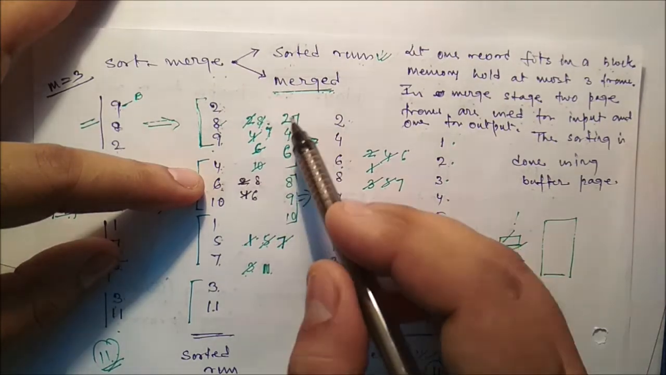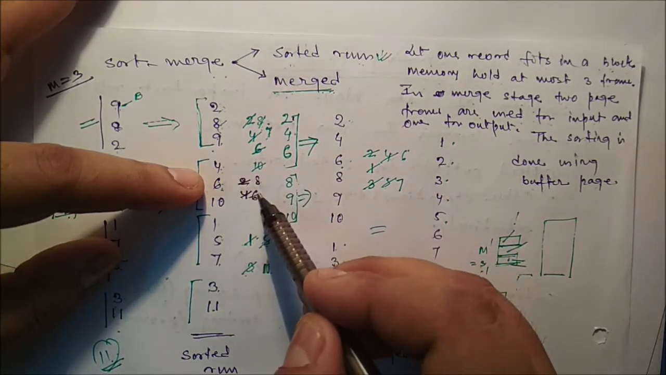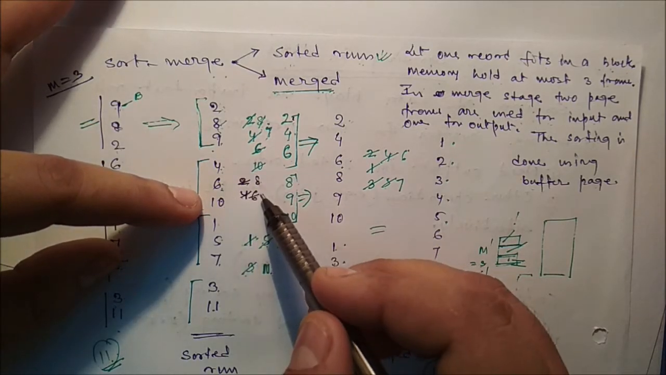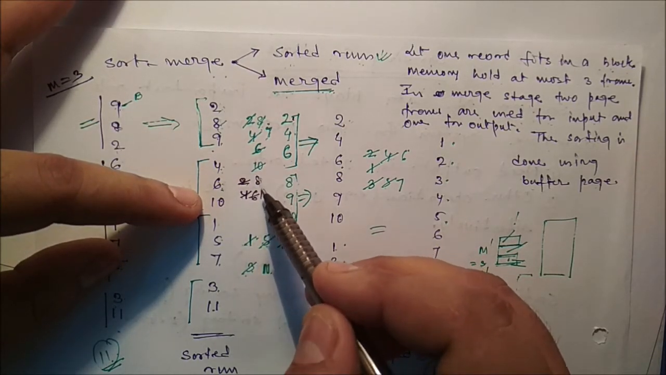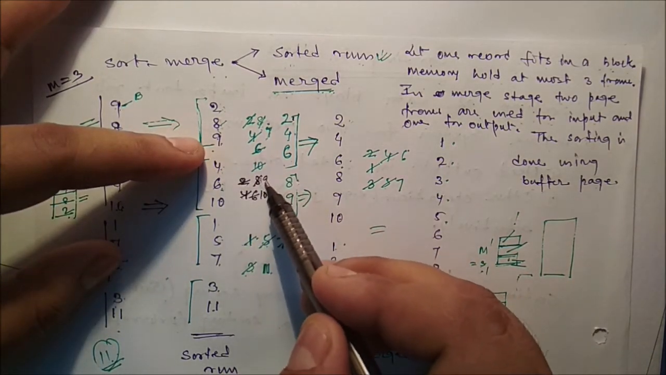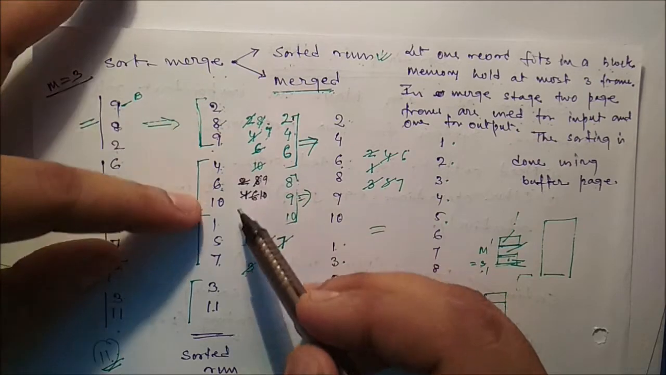Now this particular block is full. Are you getting this one? 6 is over. Next, 10 is there. Compare this with 8. The minimum is 8, pick up the 8. Then 9 is there, so compare these two, pick up the 9, and finally 10.